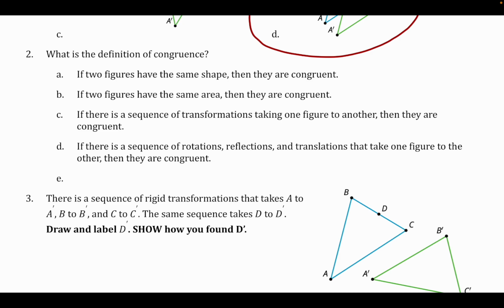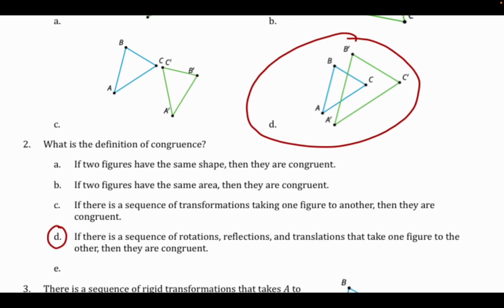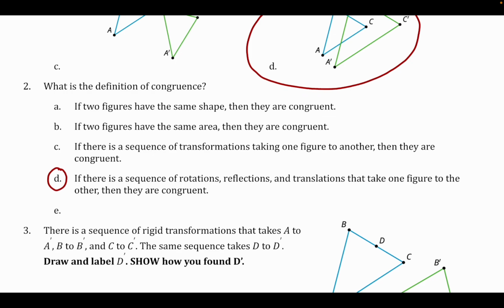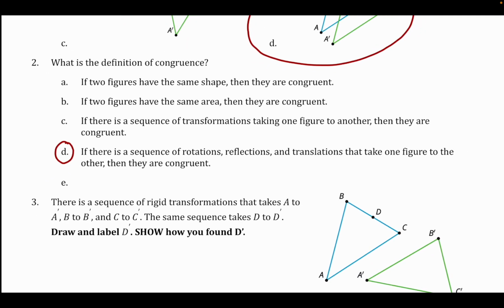If there's a sequence of transformations taking one figure to another, then they are congruent. That is also true. But the correct answer here is D, because there has to be a sequence of rotations, reflections, and translations that take one figure to the other in order to make something congruent. These are all rigid transformations, and choice C doesn't actually give us rigid transformations. It just says transformation in general. And it could have been a transformation like option D from the one above. That's a transformation, but it's not a rigid one. Rigid transformations preserve that size and shape, and that's why they're important, because they preserve congruence.